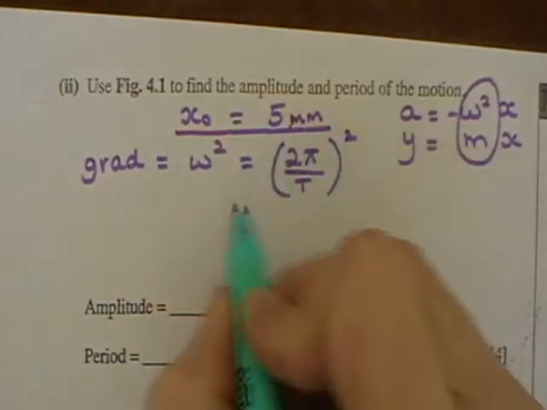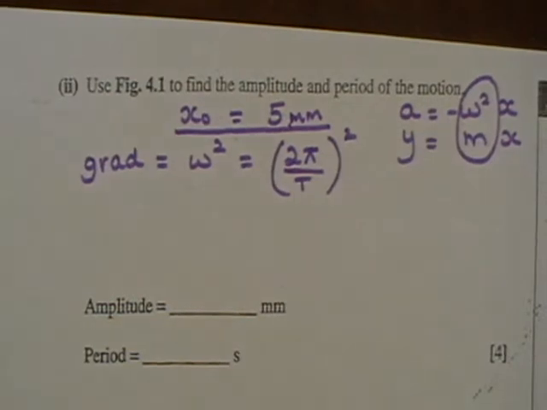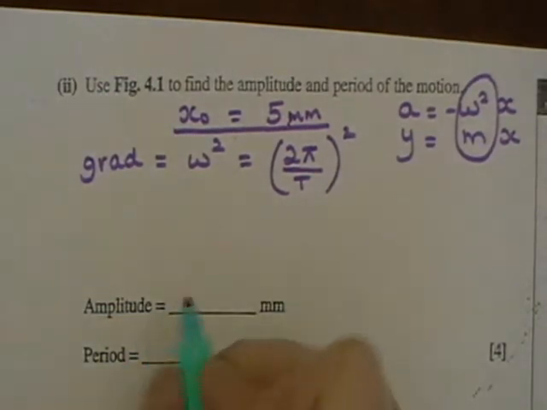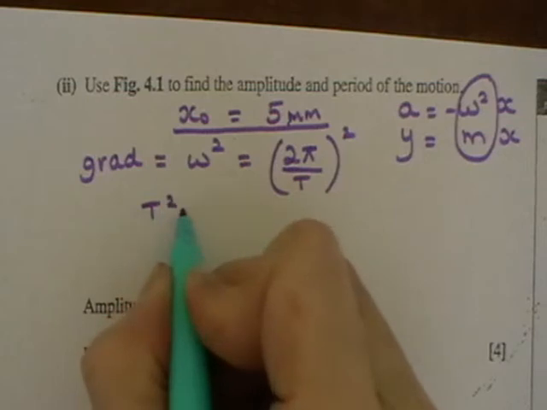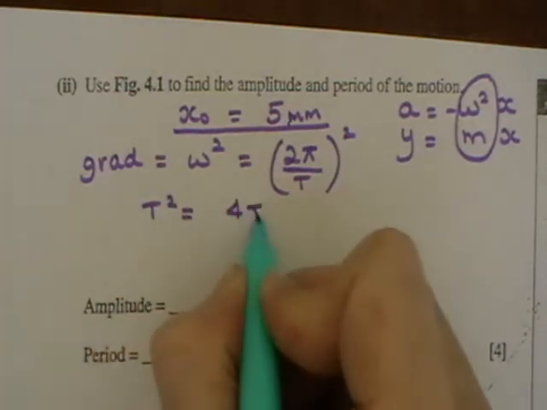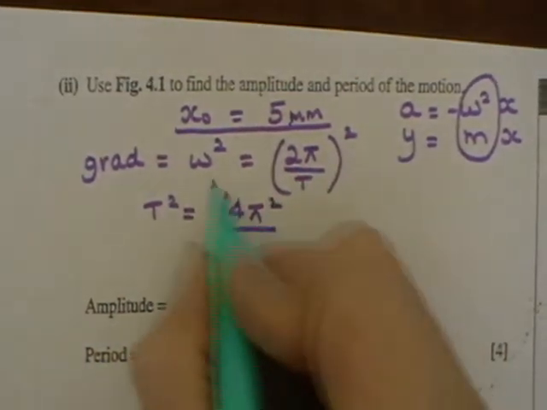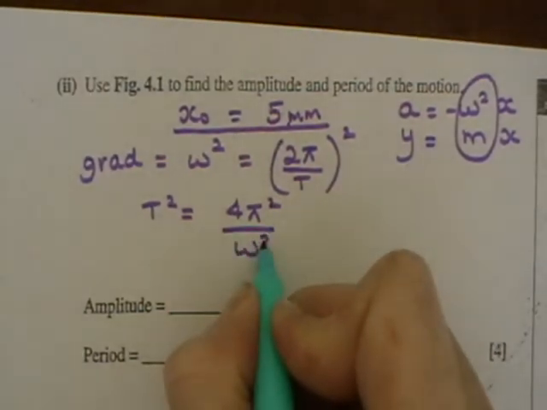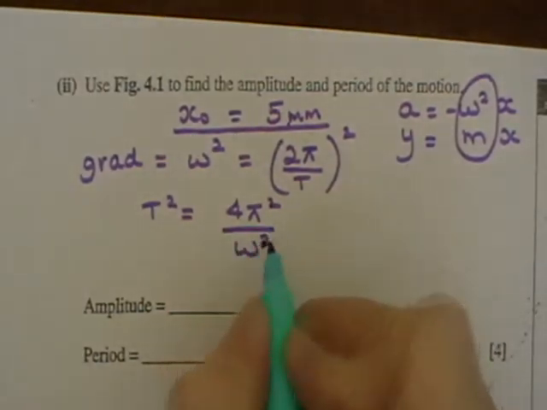So the first part was easy. This part's a little bit more awkward. And so the gradient of the graph, I'm just rearranging that. So T squared is equal to 4 pi squared, don't forget to square the 2, divided by omega squared, which is the gradient of the graph.